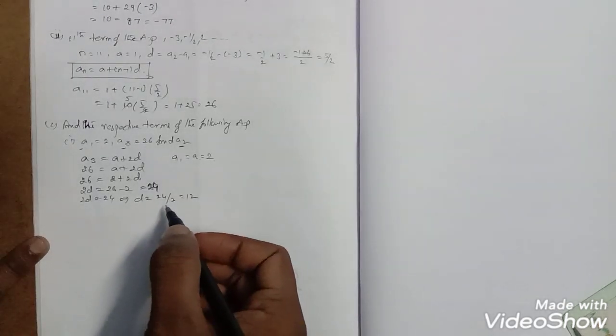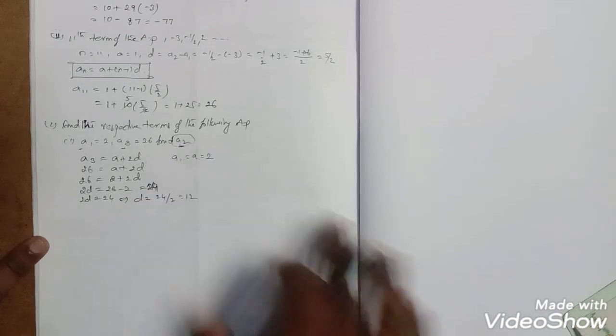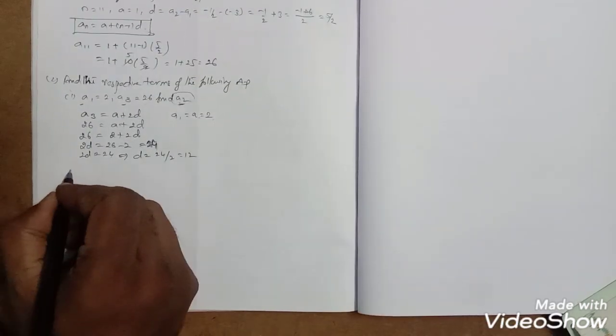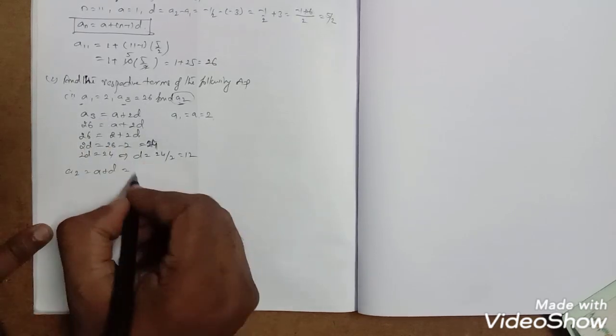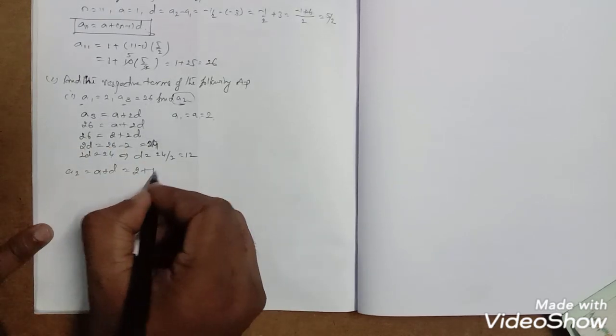So now after getting the value of d, you have to find the value of a2. So a2 is nothing but a plus d. We already know a is 2 and d you got as 12.